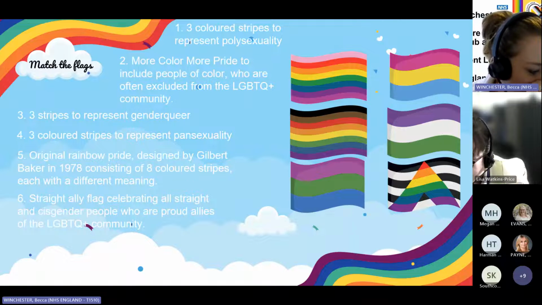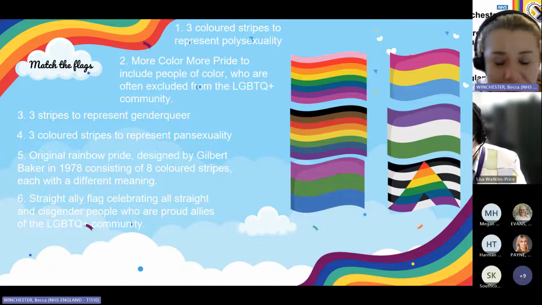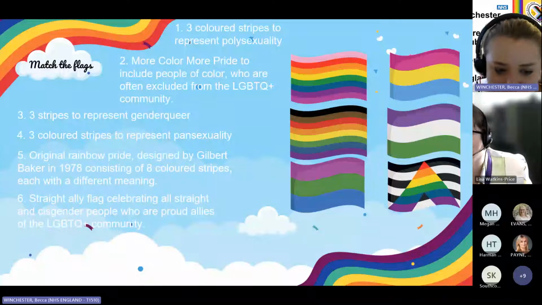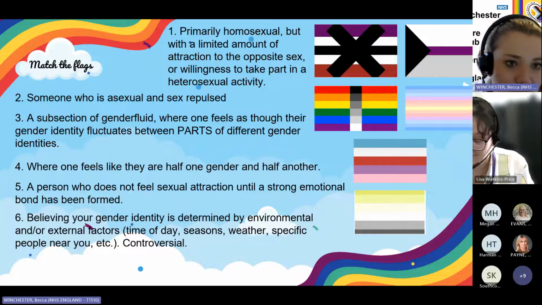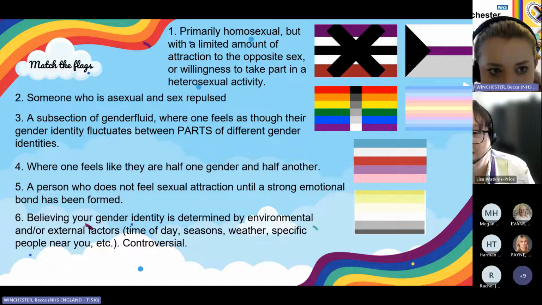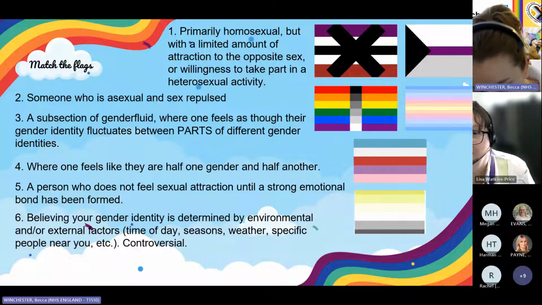And apologies for my difficulties in getting my phrases out there. But hopefully you're following along now. So let's move on to number 2. So the first statement is the primarily homosexual, but with a limited amount of attraction to the opposite sex or willingness to take part in a heterosexual activity flag. Which flag do we think that is?